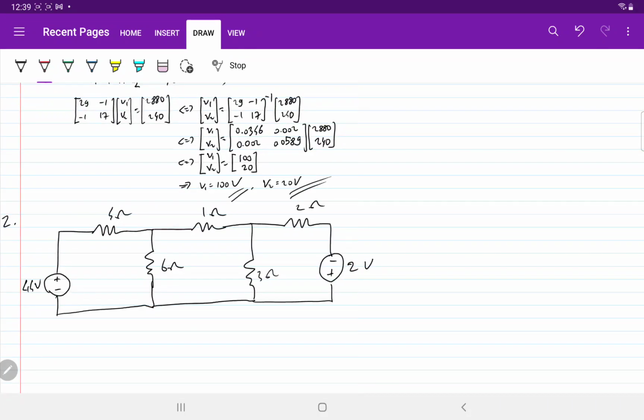Here the following currents are defined. Call them IA, IB, IC, ID, and IE. Okay, so the first question, question A, find IA, IB, IC, ID, and IE. Second is compute the developed power.